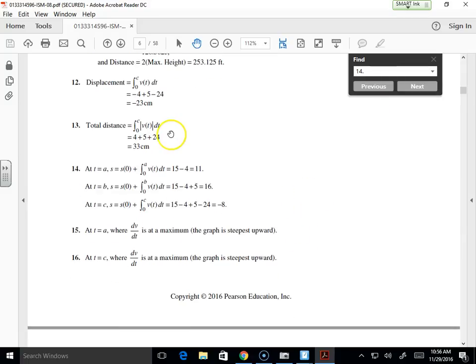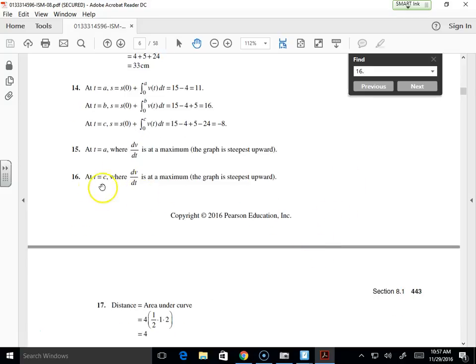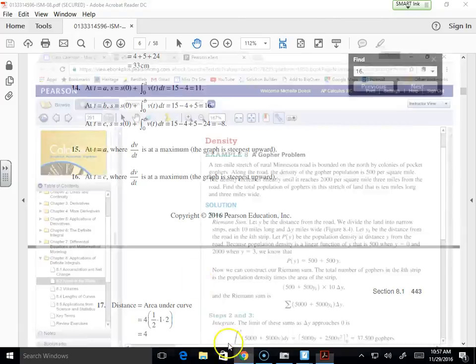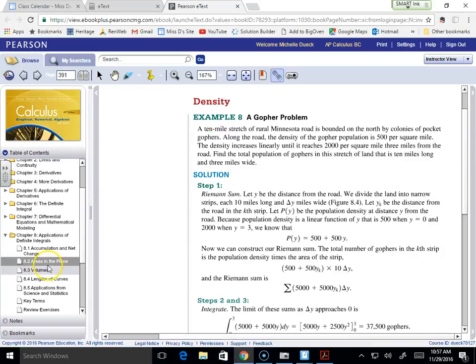At A, we have 11. At B, we have 16. And at C, we have negative 8. Good? Next one? 16. C is the maximum. C is where the velocity, the acceleration is the maximum. Is that good? Do I need to open up the book? Are we okay, guys?